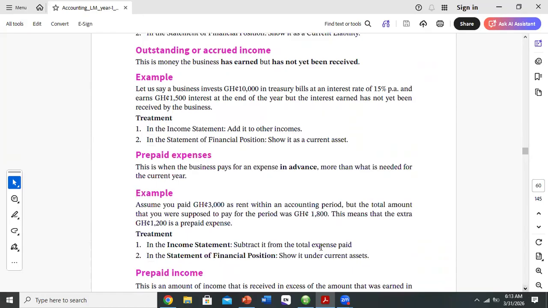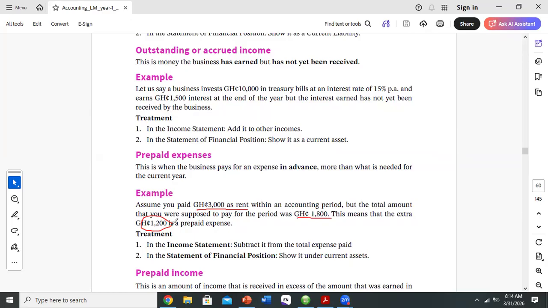So in the example, it reads, or this is the example: assume you pay 3,000 as rent within an accounting period, but the total that you are supposed to pay is 1,800. So follow it closely. You paid 3,000 as rent, but the total you are supposed to pay is 1,800. This means that the difference, which is 1,200, is the excess, and this excess is the prepaid expense, meaning you have paid in advance. You have paid in excess of how much you are supposed to pay.